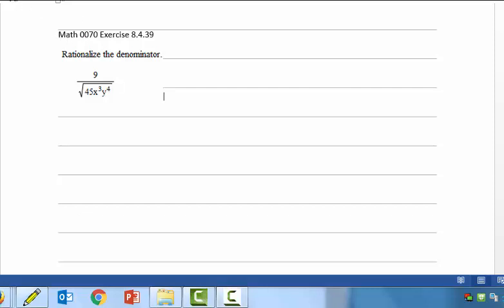Okay, let's look at rationalizing the denominator of this expression. This is number 39 in section 8.4. And notice what I want to do is multiply this by 1.